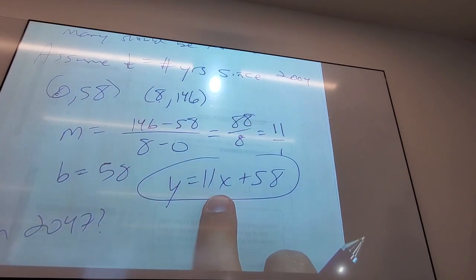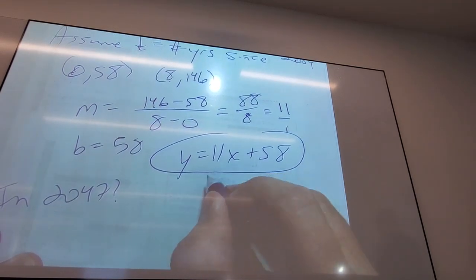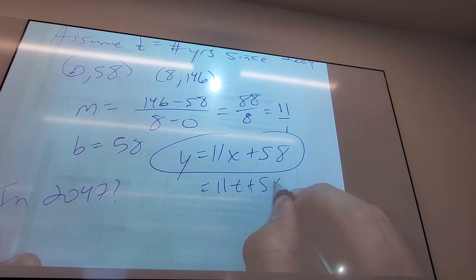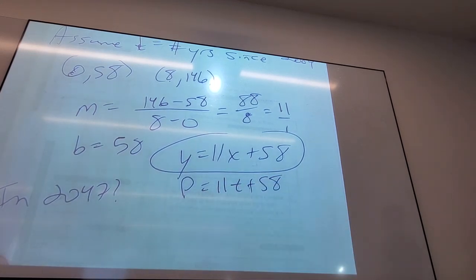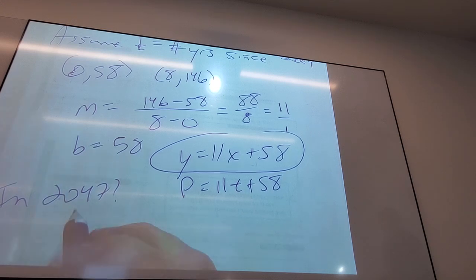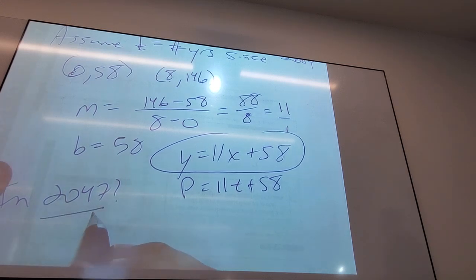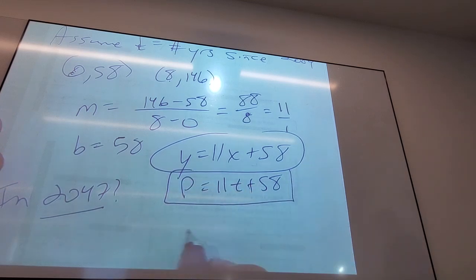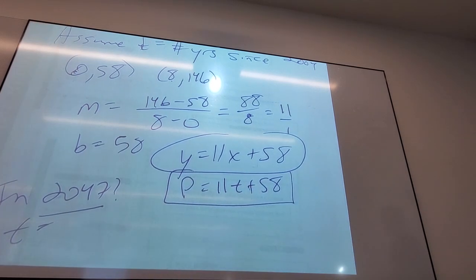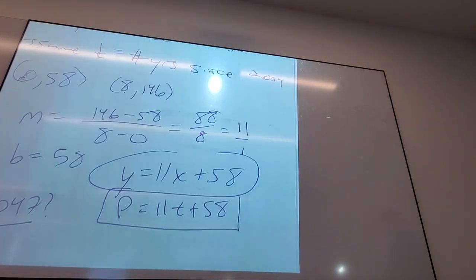Well, it should have been t, Jeff. You're smart, Jeff. You're a smart guy. So if I make this t, what do you think I should make this? P for population or people. So in 2047, what's the first thing I should figure out before I can use this? Yeah, what would t be? 43. 43, kick ass. And then you just plug a 43 in.